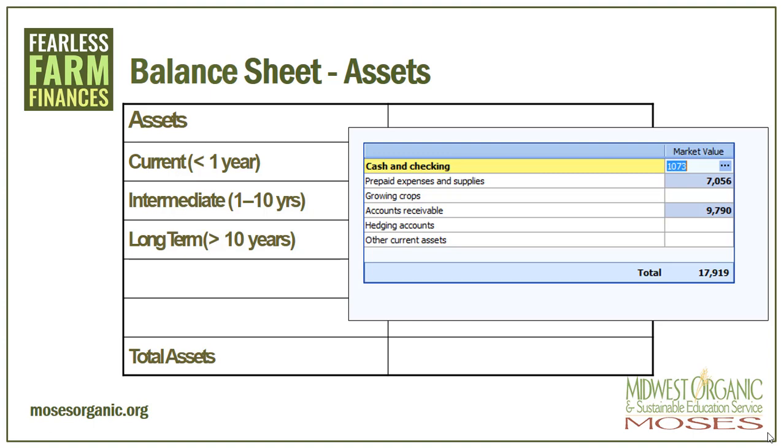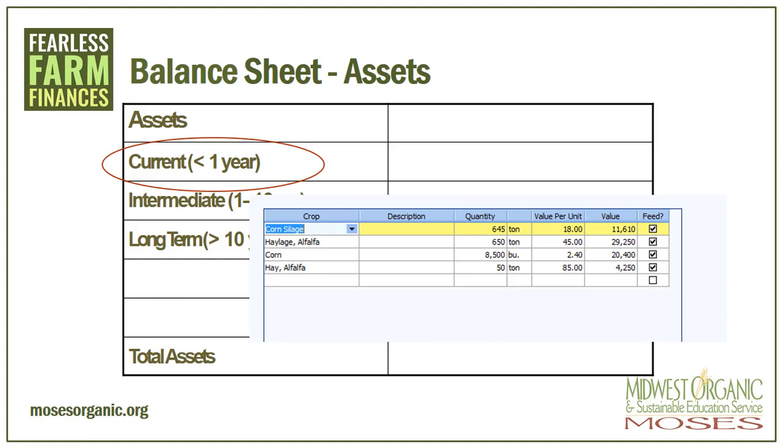Accounts receivable is any money that is owed you. If you did custom work for a neighbor that has not been paid yet, that is an accounts receivable. If your cows got sold at the sale barn on December 31st, but you will not receive the money until after January 1, that is accounts receivable. In this case, however, it is important to also take those calves off your balance sheet. For hedging accounts, just record your equity in the account.